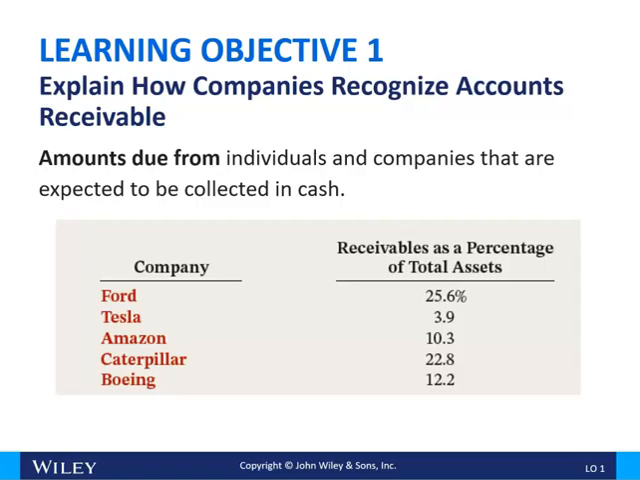How do companies recognize accounts receivable? Amounts due from individuals and companies that are expected to be collected in cash is what we're talking about. That's accounts receivable. So here's an example or listing of some big companies and what percentage of their total assets were their accounts receivables. So Ford had a big amount of their total assets and receivables at 25.6%. Tesla, a lot smaller at 3.9%. Amazon, 10.3%. Caterpillar, 22.8%, and Boeing, 12.2%.